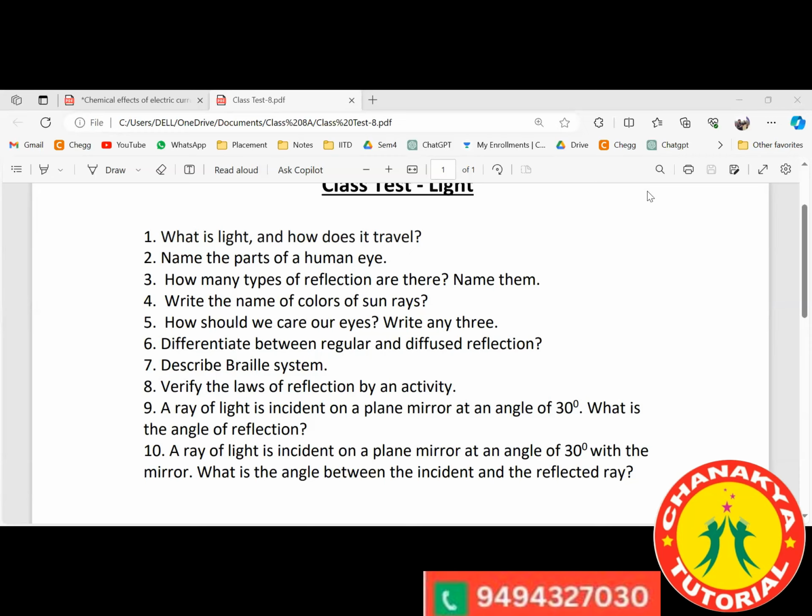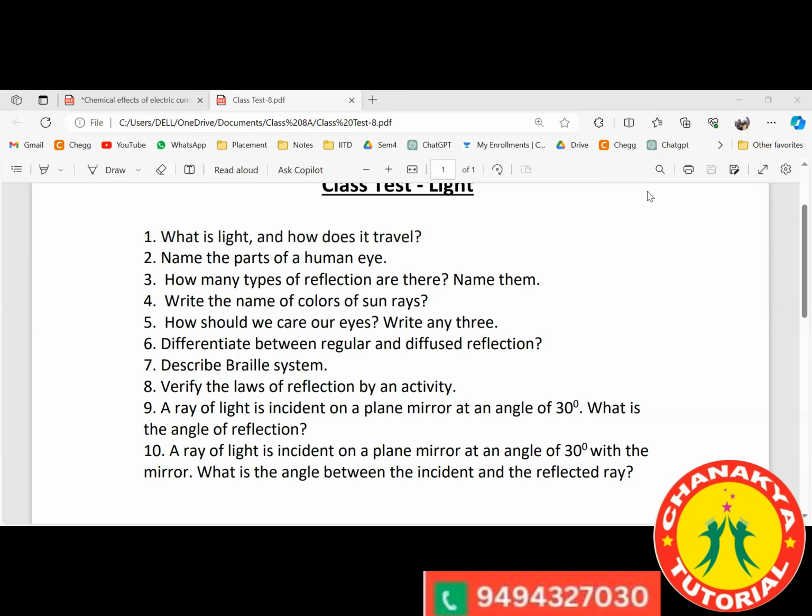What is light and how does it travel? Light is a form of energy and it travels in a straight line. As it is electromagnetic, it doesn't require a medium to travel. So can we write that it travels in a straight line? Okay, very good. Light is a form of energy and travels in a straight line.